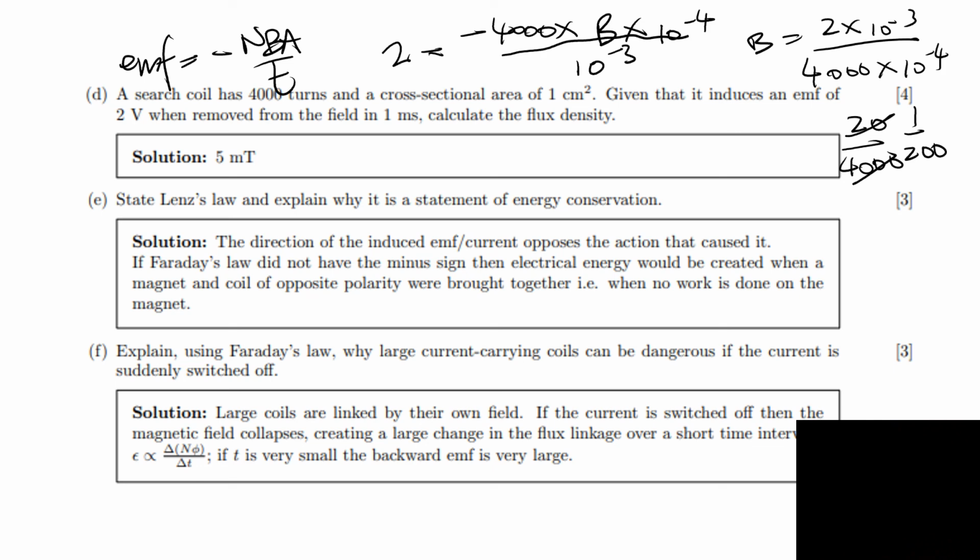Explain using Faraday's law why large current carrying coils can be dangerous if the current is suddenly switched off. Solution: large coils are linked by their own field. If the current is switched off, then the magnetic field collapses, creating a large change in the flux linkage over a short time period. Because if you do EMF equals NBA divided by T, when T is very, very small, you create a large EMF. So if T is very small, the backward EMF is very large.